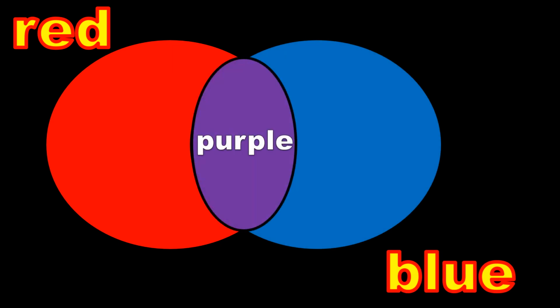Hey kids, before we can get a secondary color, we need to mix two primary colors together. Now, let us look at this video, shall we? In order to get purple, we need to mix red and blue.